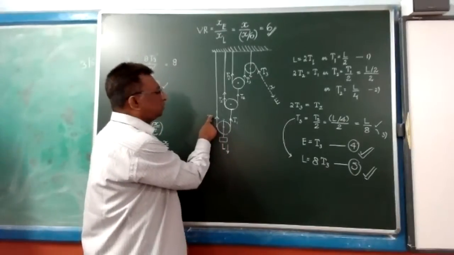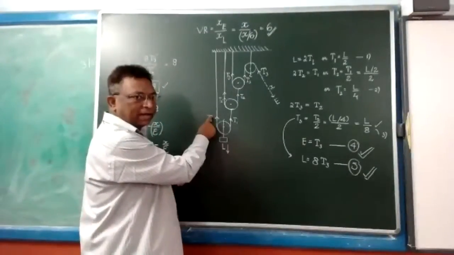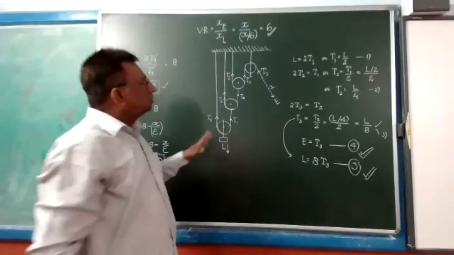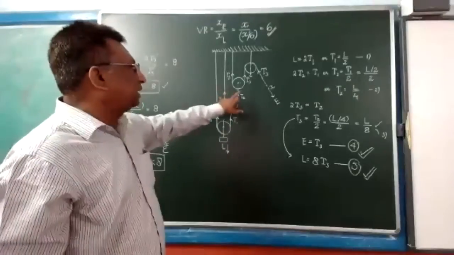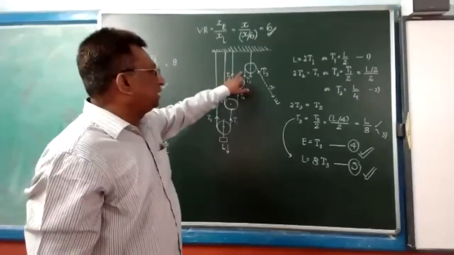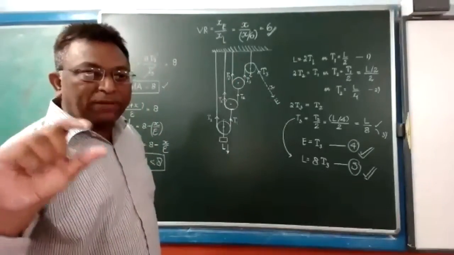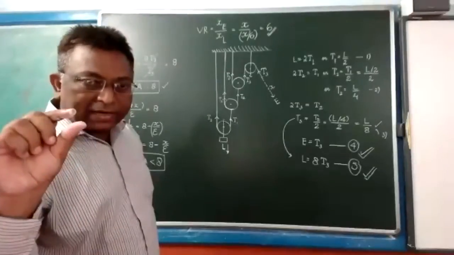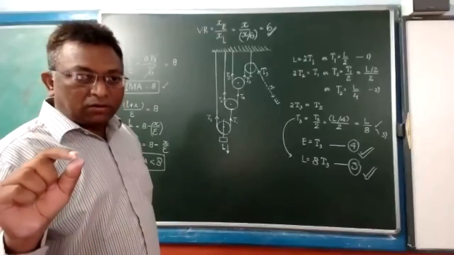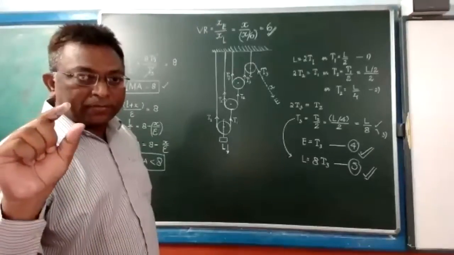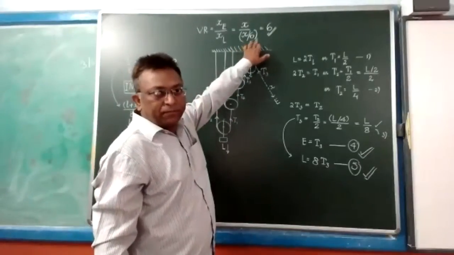So the first mobile pulley is displaced by x upon 3 and it is having two cords. So here, x upon 6, x upon 6, x upon 6, x upon 6, x upon 6, x upon 6, which means that each cord of every mobile pulley will cover a distance of 1 by 6 of x, the effort distance. Have you understood this concept?